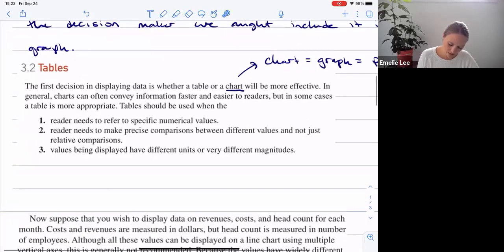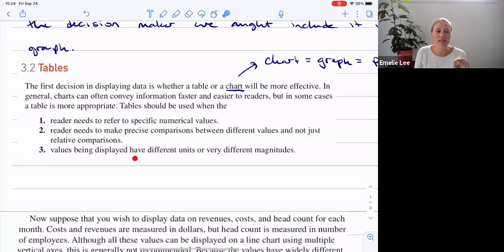So tables should be used when the reader needs to refer to specific numerical values. So think of a tax return, for example. The CRA is not that happy if you just say, oh, approximately this much. No, they don't like that. And so then you need specific values, right? If the reader needs to make precise comparisons rather than relative comparisons, then you should have a table, and potentially as well as the graph.